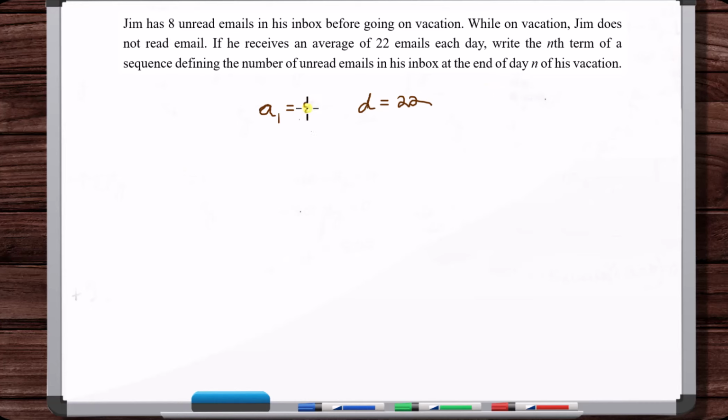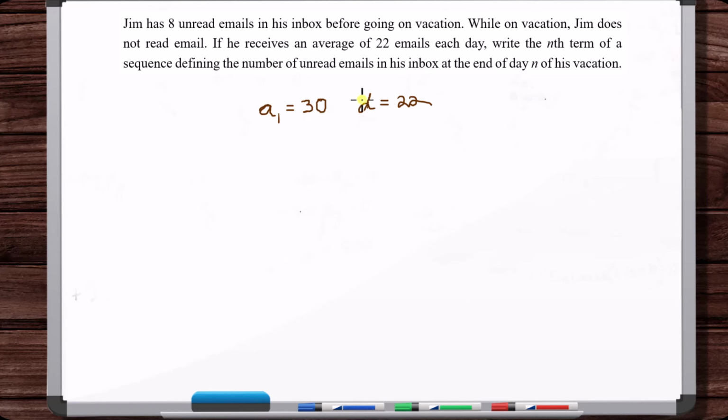So this is not 8, because he starts his vacation, right? But a sub 1 is at the end of the first day. How many unread emails are in his inbox? Well, right before he went on vacation, he had 8. But a sub 1 is not 8 because it's not the end of the first day yet. That's not what the question's asking, right? 8 plus 22. So a sub 1 is going to be 30, because at the end of the first day, he has 8 plus 22 unread emails.